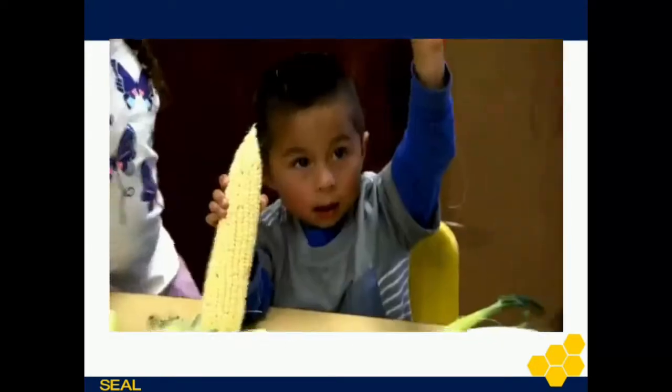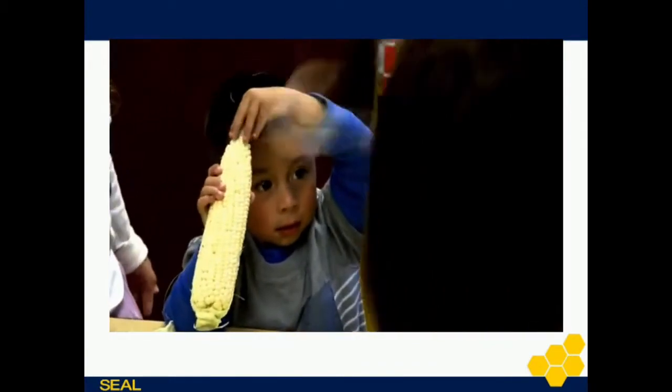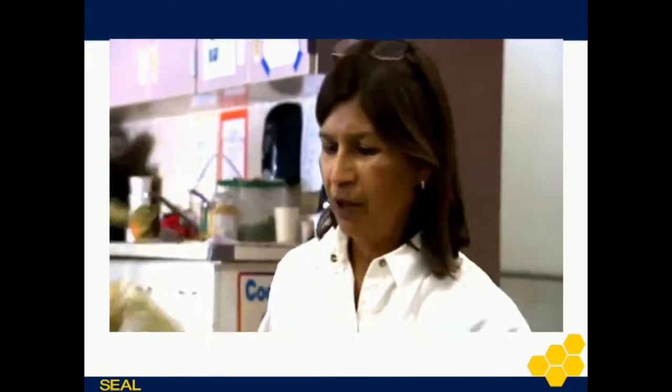There's always some kind of center that is about really hands-on, tangible connection with what they've been hearing about.